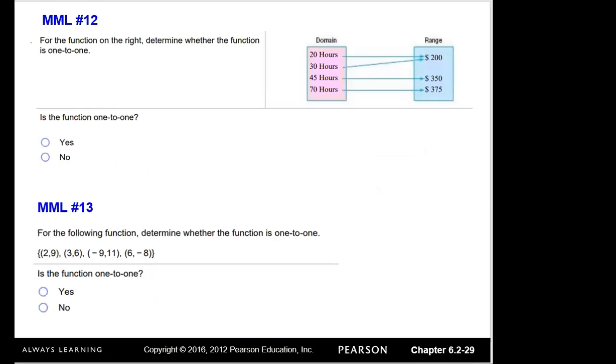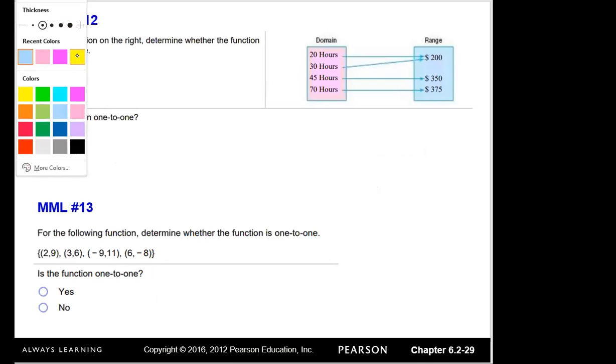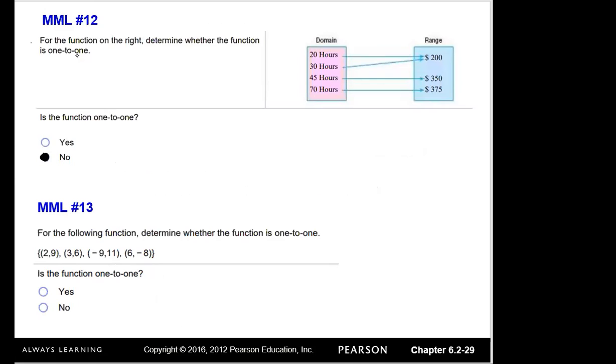Okay, for the function on the right, determine whether the function is 1-to-1. Very simple. The answer is no, it is not, because of this right here. Boy, my highlighter is on like a 5-second delay. Here we go. You've got 2 inputs going to the same output. So it is not 1-to-1.